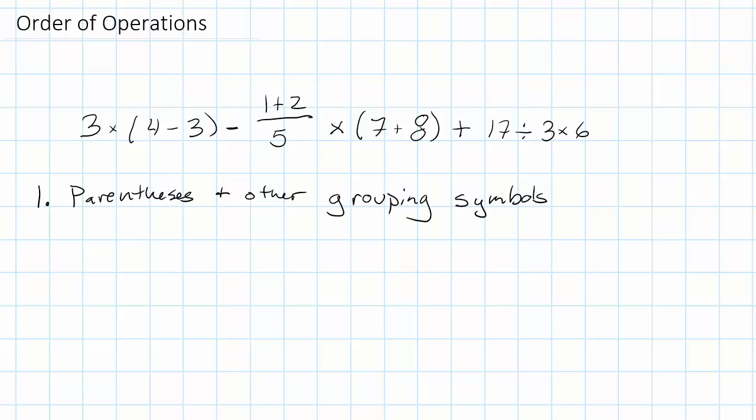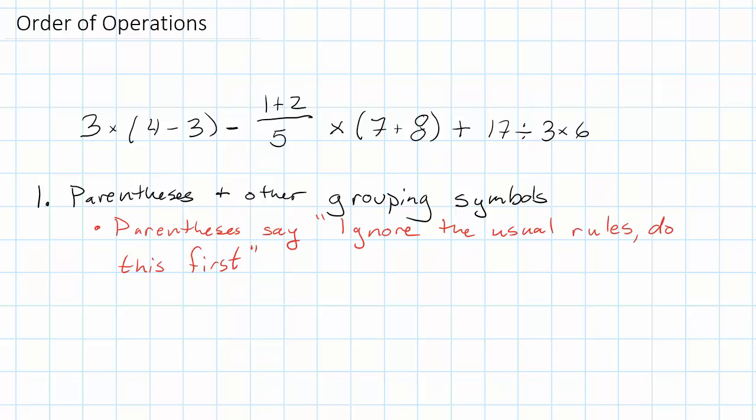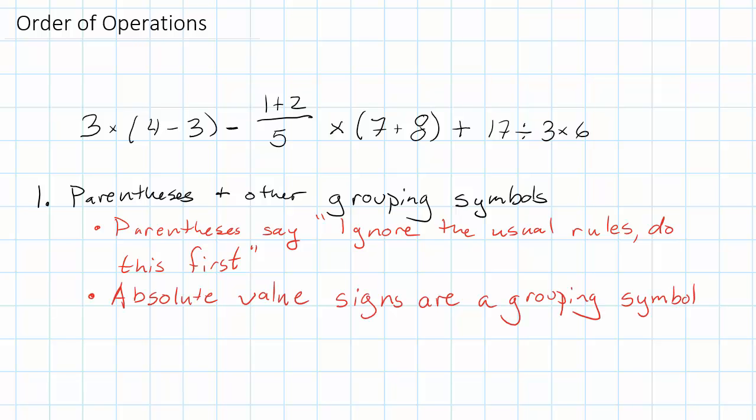do is anything that we see inside parentheses or any other grouping symbol. Remember, the parentheses say, ignore the usual rules. Do whatever's inside first. Now, what other grouping symbols are there? Well, we've met one. That was the absolute value signs. Remember when we met the absolute value, we said, any arithmetic you see inside there, do it first. The absolute value signs serve as a grouping symbol.